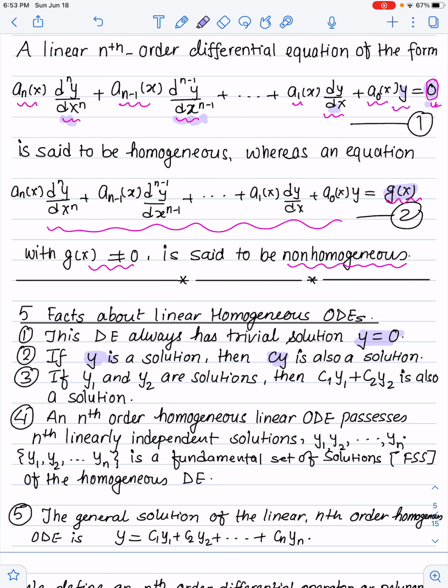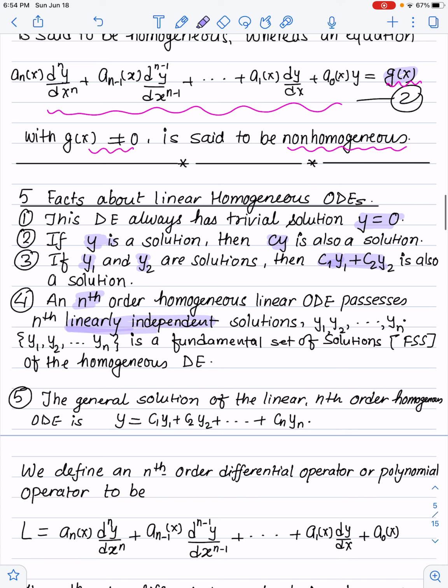The next fact is, if y1 and y2 are solutions, then c1 times y1 plus c2 times y2 is also a solution. Okay, number 4, an nth order homogeneous linear ordinary differential equation possesses n linearly independent solutions. Let's say that y1, y2, up to yn. Then the set of y1, y2, up to yn is called a fundamental set of solutions of that homogeneous differential equation. So be careful with this one.